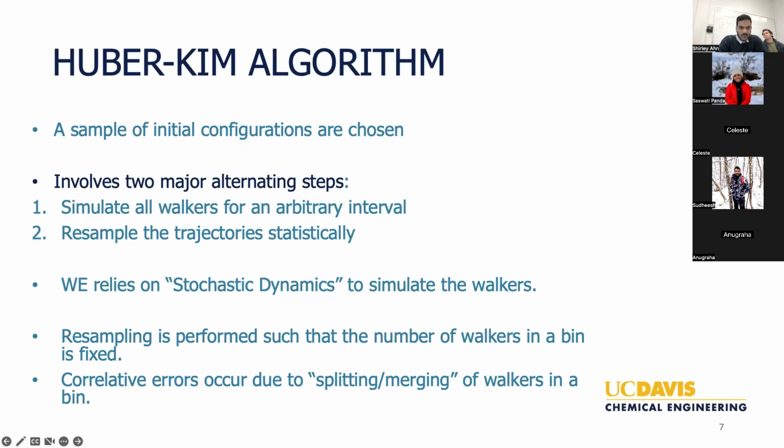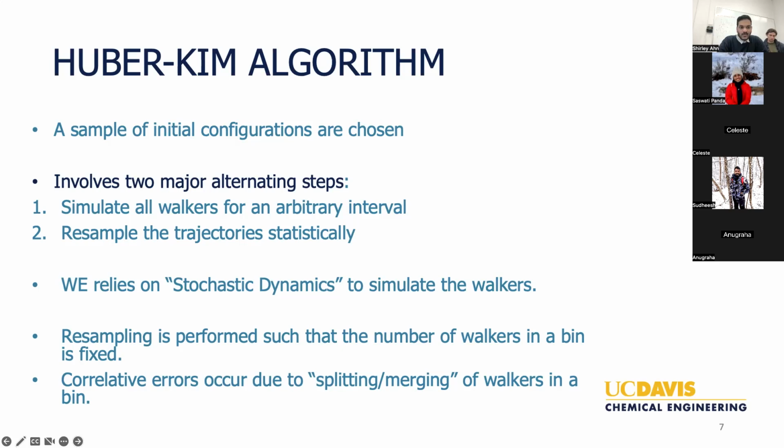So the Huber-Kim algorithm follows 2 major alternating steps. WE is one part of the algorithm, which is point number 2. The first point is that we simulate the walkers for an arbitrary interval for a given time. And then, according to the positions of the walkers, we resample the trajectories statistically.